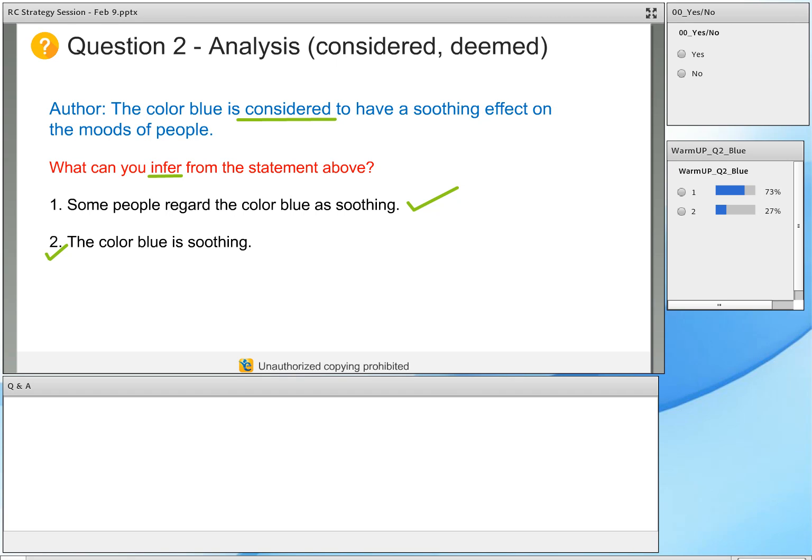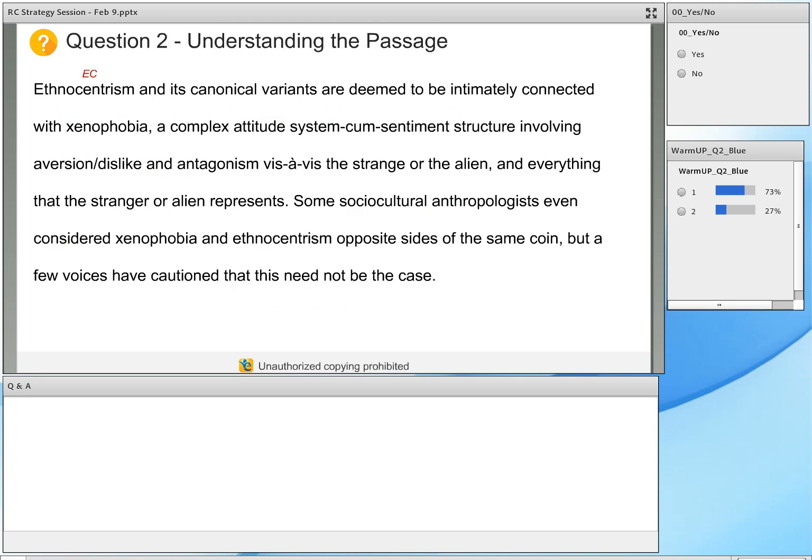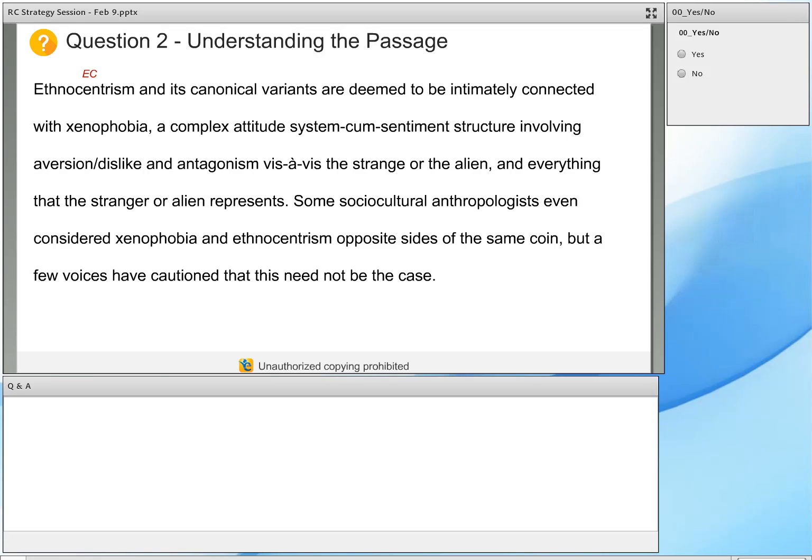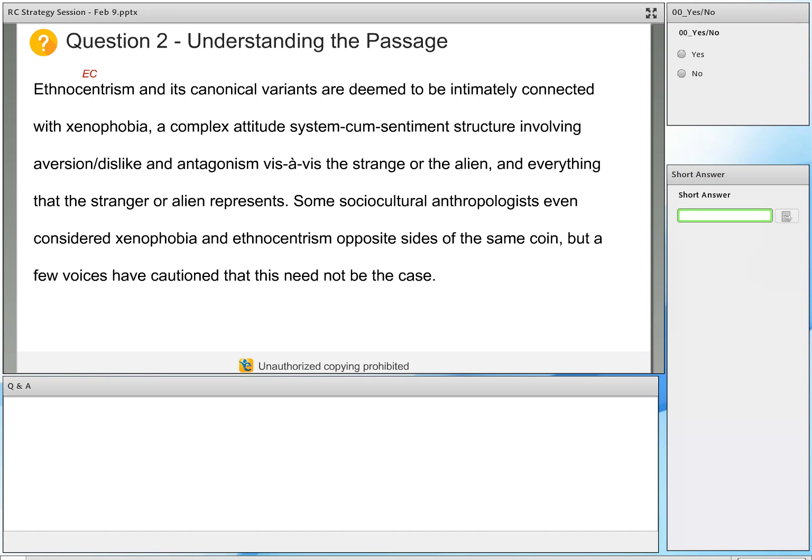Now let's go to our passage here, and I'm going to get the short answer poll here. Ethnocentrism and its canonical variants are deemed to be intimately connected with xenophobia. I'm going to shorten xenophobia as XP, and I'm going to pause here. Essentially, this is saying EC and its variants are considered to be closely connected with xenophobia.